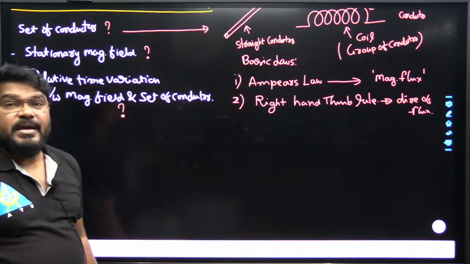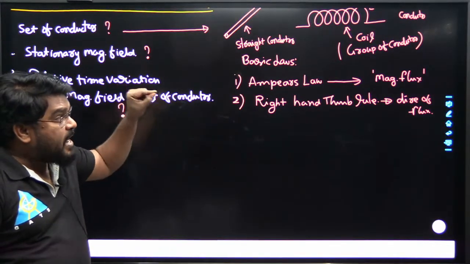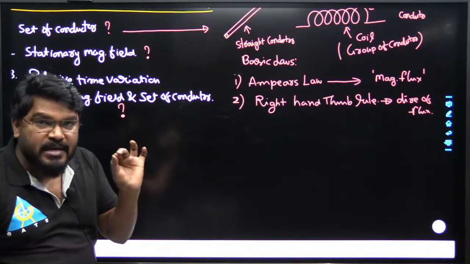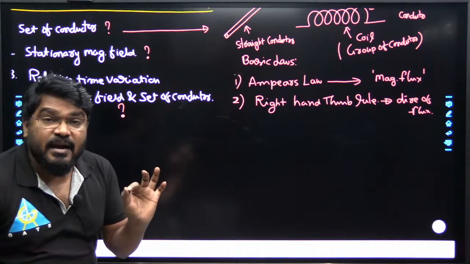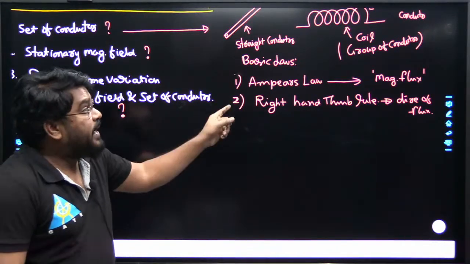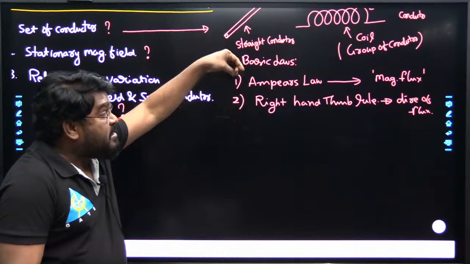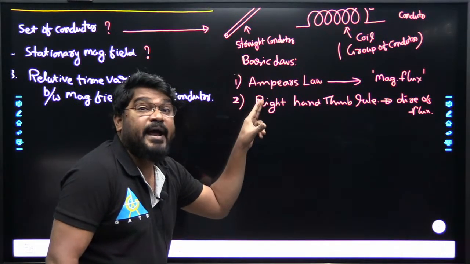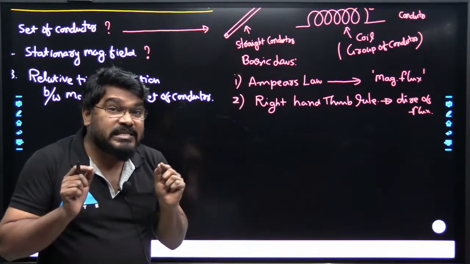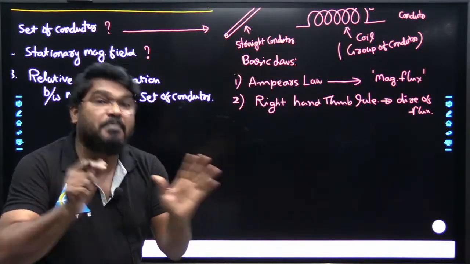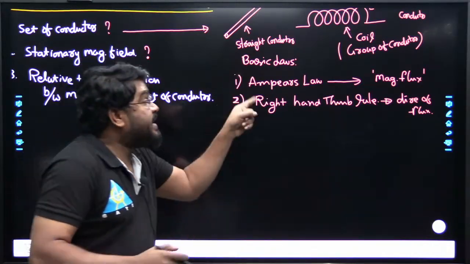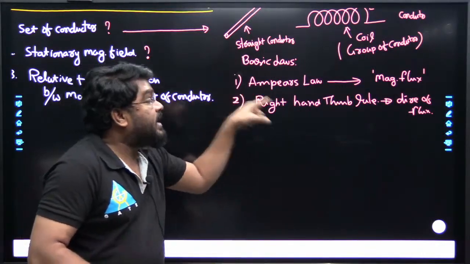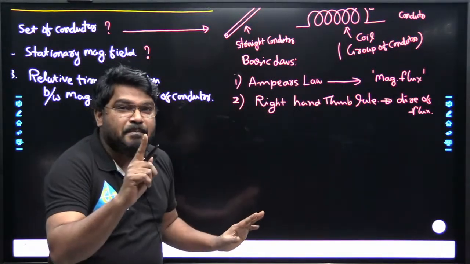So what is Ampere's law? Ampere's law states that a current carrying conductor produces a magnetic field around it, and the direction of the magnetic field can be obtained by using the right hand thumb rule. Ampere's law speaks about the magnitude of the flux, but how do we find the direction of this flux? The direction of the flux can be obtained by using the right hand thumb rule. So these are the two basic laws.